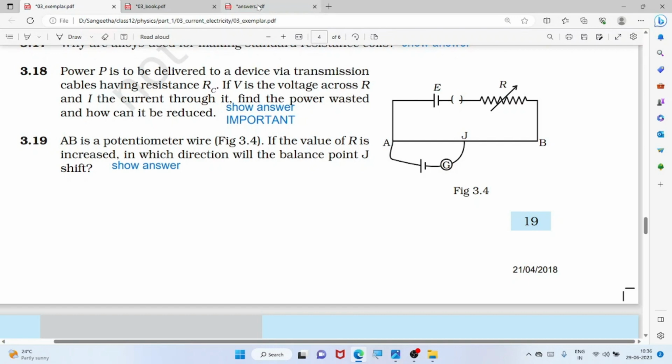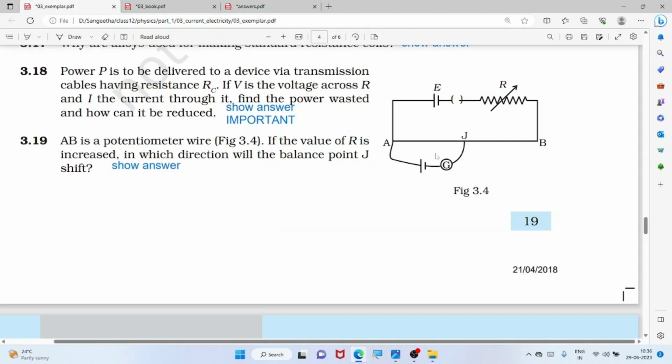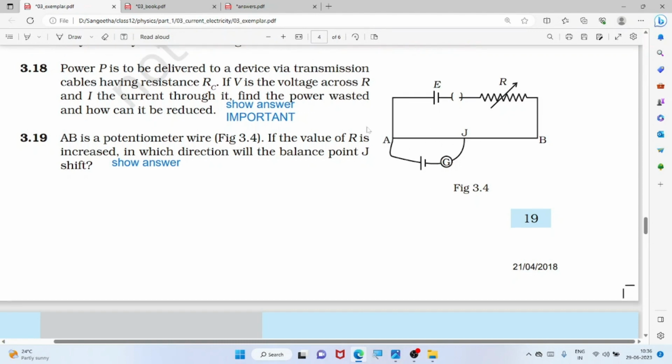3.19. If R increases, the current through the wire will decrease, and hence the potential gradient also will decrease, which will result in an increase in balance length. So J will shift towards B to increase the balance length. Current decreases, so we have to increase the balance length for the same potential. So it will shift to the right side.